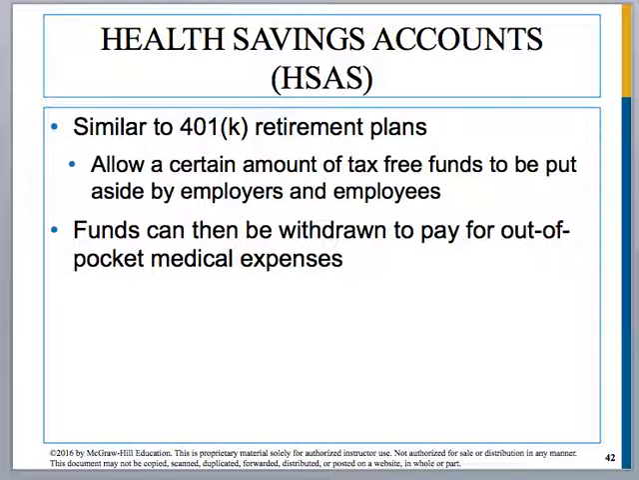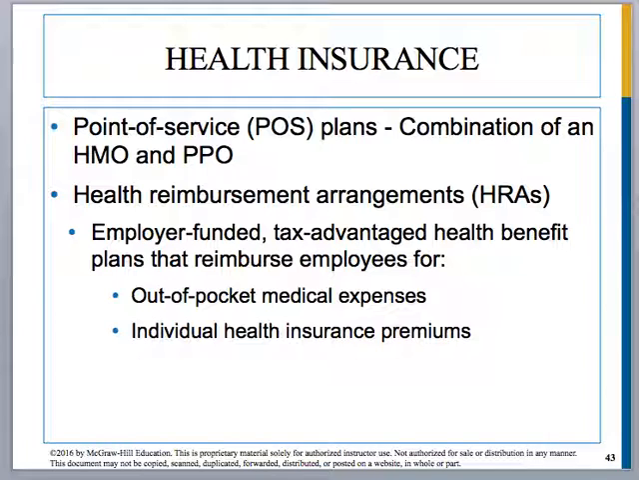Now, your HSAs, or your health savings accounts, are similar to 401k retirement plans. They allow an amount of tax-free funds to be put aside for both an employer and an employee, and funds can be withdrawn to pay for out-of-pocket medical expenses. Your POS plans are a combination of HMO and PPO. Health reimbursement arrangements are employer-funded. They have a tax-advantage health benefit that reimburse you for out-of-pocket medical expenses that you may have, as well as for any health insurance premiums that you have to pay.